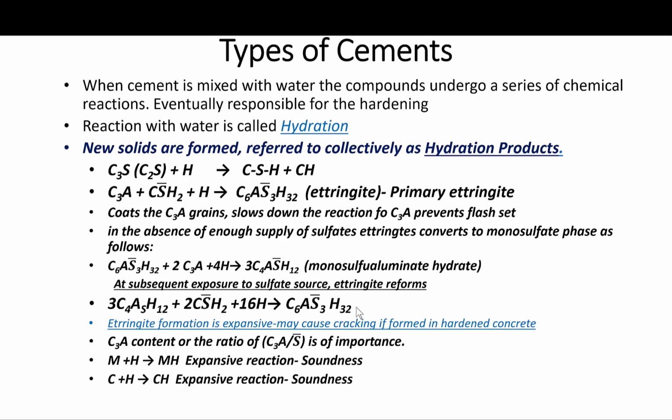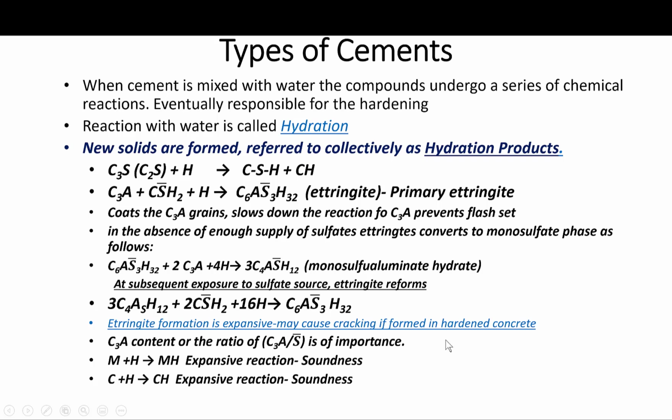Of course, other reactions. Just before that, as I mentioned before, in order to mitigate the formation of the secondary ettringite, the C3A content, or the ratio of the C3A to the sulfate content, is of importance in order to make sure we prevent the conversion to the monosulfoaluminate hydrate phase, so we prevent the formation of secondary ettringite. This ratio here.